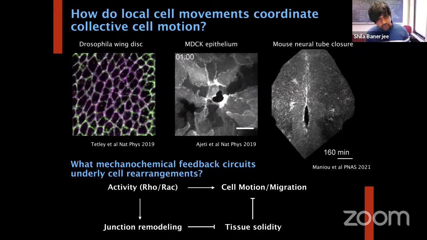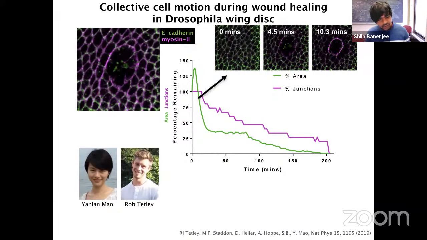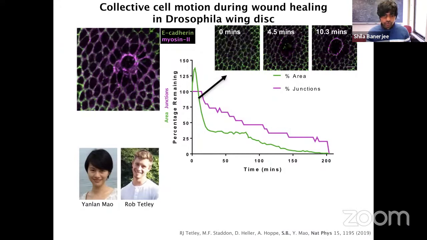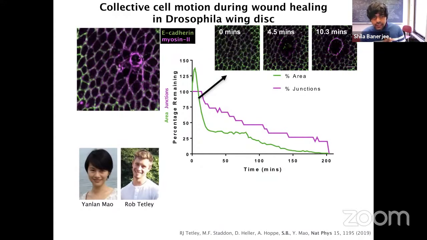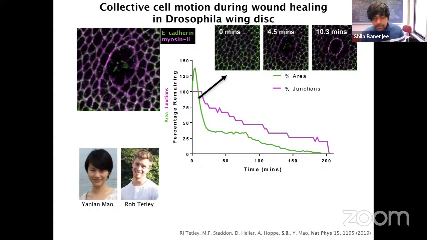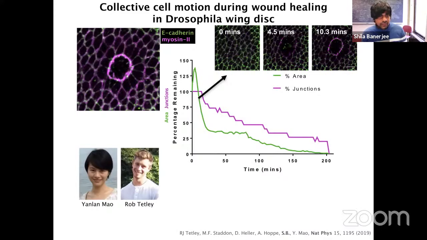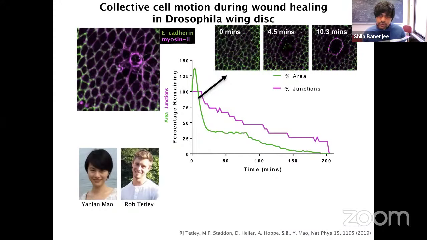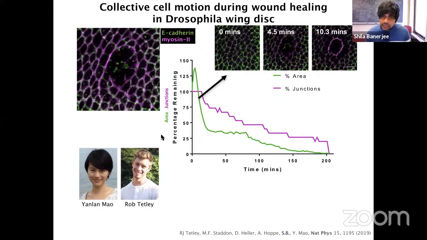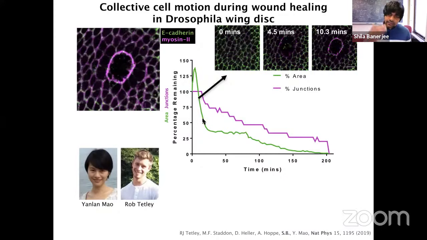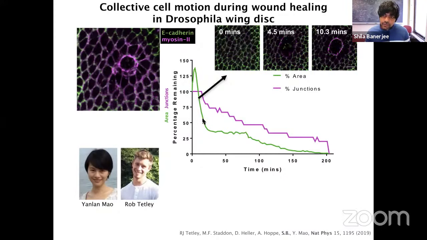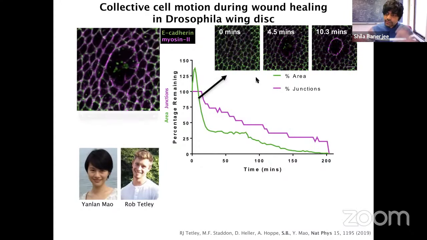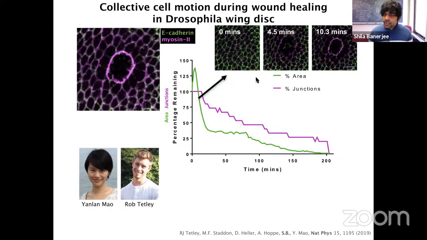A few years ago, working with my former colleagues at UCL, Rob Tetley, who is I think in the audience today, and Yanlan Mao, we were studying wound healing in the Drosophila wing disc, okay? This is Rob's experiment. What he found was that wound healing is coordinated in two phases. In the first phase, there is a rapid contraction of the wound, which is driven by assembly of actomyosin purse strings, shown here in magenta. The purse string assembles, contracts the wound edge, and that drives motion.